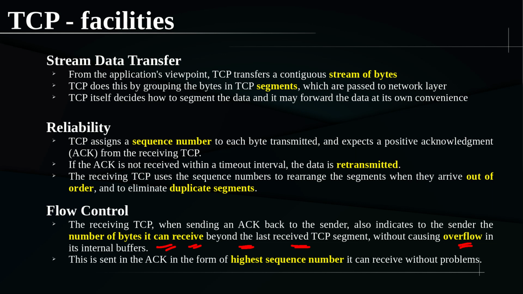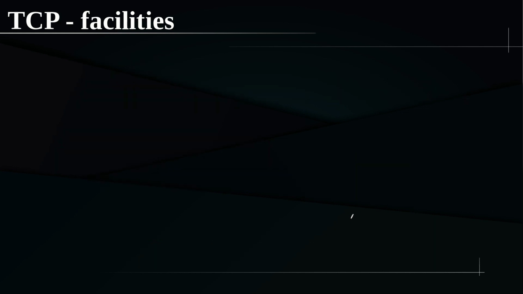And this is sent in the acknowledgement message. When the receiver sends the acknowledgement back, it mentions the maximum capacity of its buffer by telling the highest sequence number it can receive without problem. So right now I have received from 0 to 499, and now I can receive some 500 more. So the highest sequence number it can receive without any problem is 999, something like that. In any case it should be communicated back. So this is one typical procedure used in TCP.